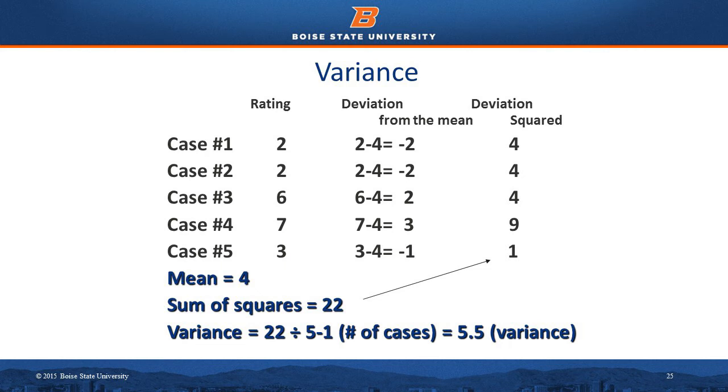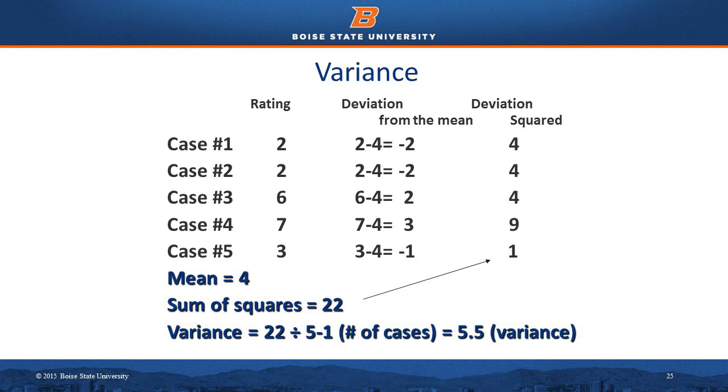To calculate the variance, we first need to calculate the mean of the scores of the 5 cases or individuals. We obtain a mean or average score of 4. Our next step is to subtract the mean from each score of each case or individual. In the first case, we find the calculation of 2 minus 4 equals minus 2. We do this for all cases. The results are referred to as the deviation from the mean. Next, we square the deviation from the mean to get rid of the minus signs. We then add the sum of squares, which equals 22.